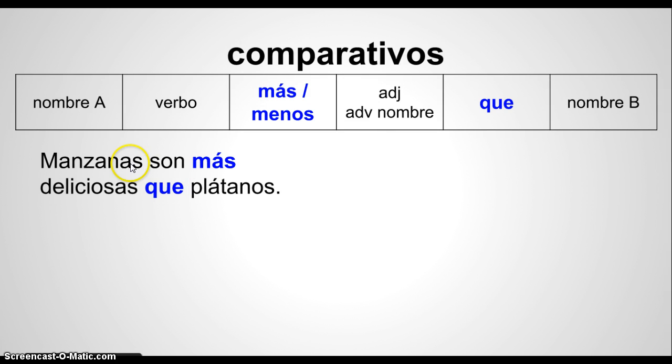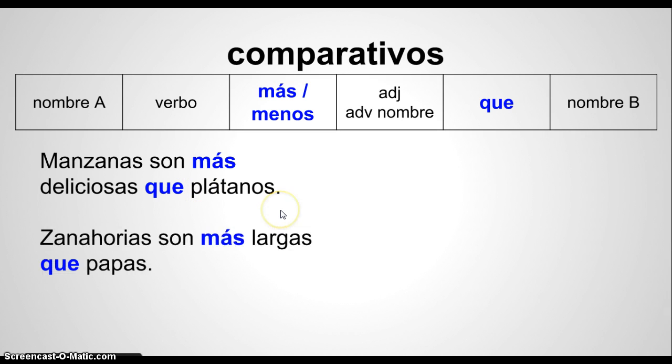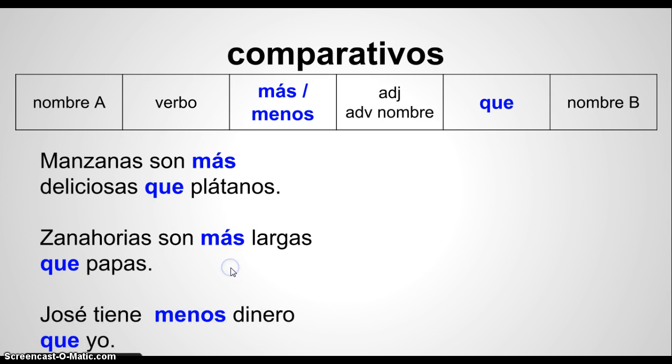For example, manzanas son más deliciosas que plátanos. Apples are more delicious than bananas. Zanahorias son más largas que papas. Carrots are longer than potatoes. Again, this is almost a word-for-word translation. José tiene menos dinero que yo. José has less money than I.